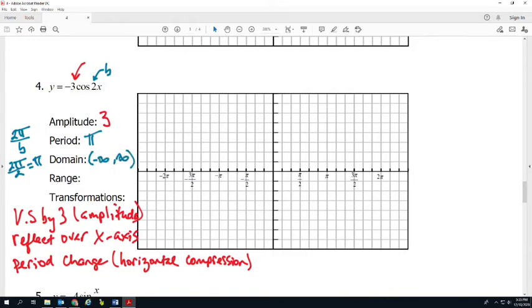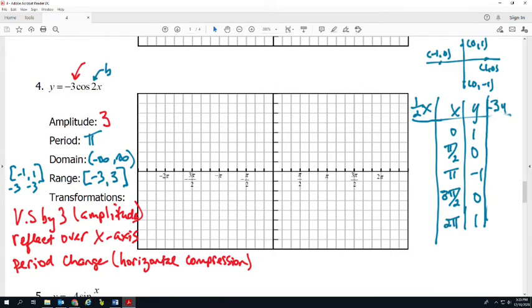Your range, which was from negative 1 to 1 on the original, you're going to be multiplying those y's by negative 3. So that'll make it go from negative 3 to positive 3. And we'll see that when we do our table over here. So I'm going to pause it for a second and do my table.